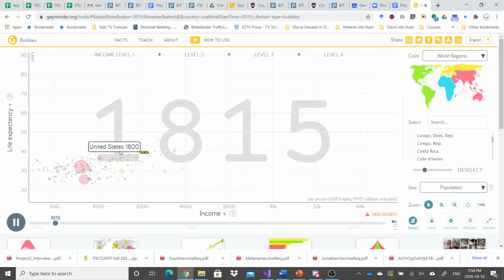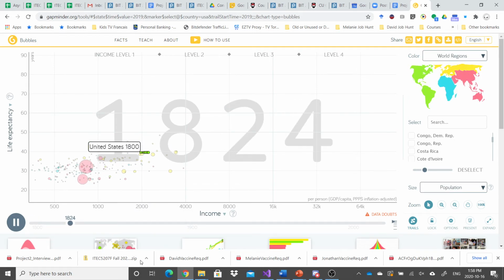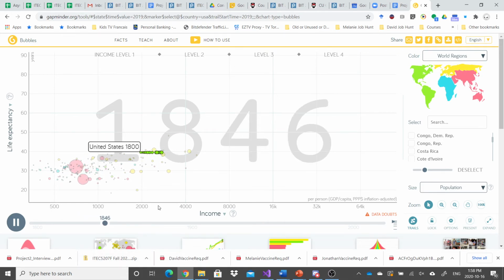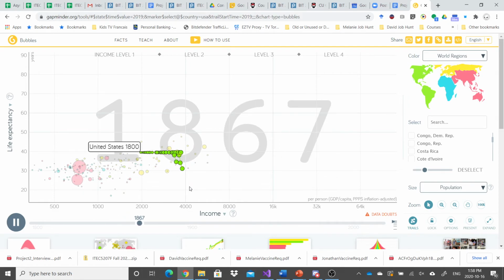Look at the U.S. population here. You didn't think the U.S. was that small ever, did you? And here's the amount of income they're making. Their life expectancy is still only around 40 years old. And there we go. I don't know what that was. Civil War.